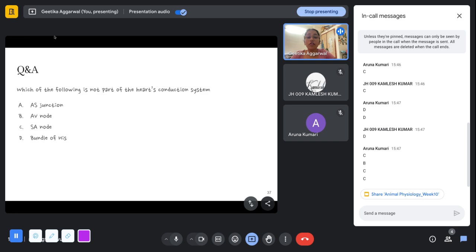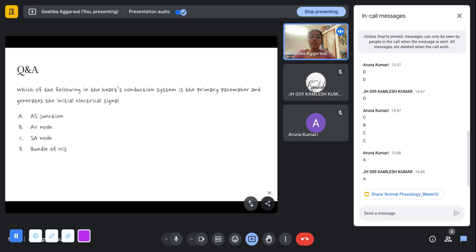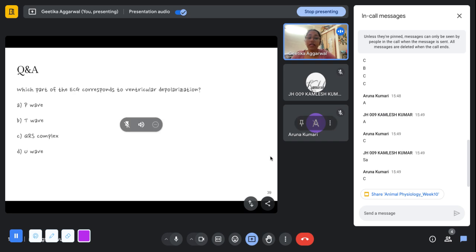Which of the following is not a part of the heart's conduction system? A part, correct. AS junction is nothing to do with the heart's conduction system. It's the SA node, AV node, bundle of His, and Purkinje fibers. Which of the following in the heart's conduction system is the primary pacemaker and generates the initial electrical signal? I've given away this answer multiple times. Yes, the correct answer is the SA node. It's the primary pacemaker, generates the initial signal. Which part of the ECG corresponds to ventricular depolarization? Correct. It's the C part, the QRS complex.